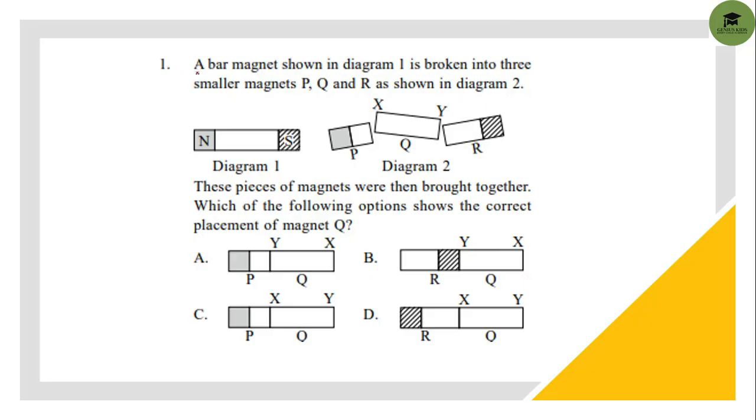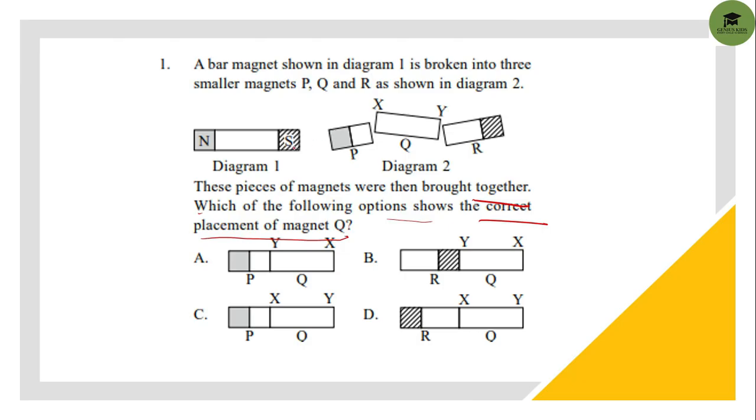The first question is: a bar magnet shown in diagram 1 is broken into three smaller magnets P, Q and R as shown in diagram 2. So this is the magnet, and it is broken into three smaller magnets P, Q and R. These pieces of magnets were then brought together. Which of the following options shows the correct placement of the magnet Q?